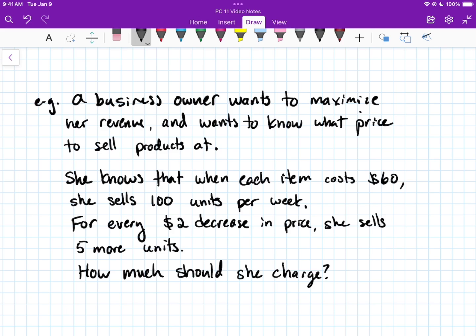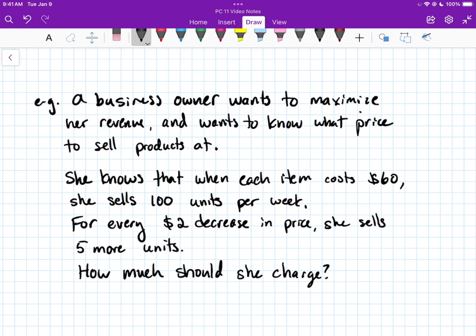She's also noticed from maybe some experience over time that if she lowers the price by $2, she's going to sell around 5 more units. And so every time she makes that change, she'll sell 5 extra. Her question, and what we're going to be investigating, is how much should she charge so that she can make the most money possible, or get the biggest revenue possible at least.